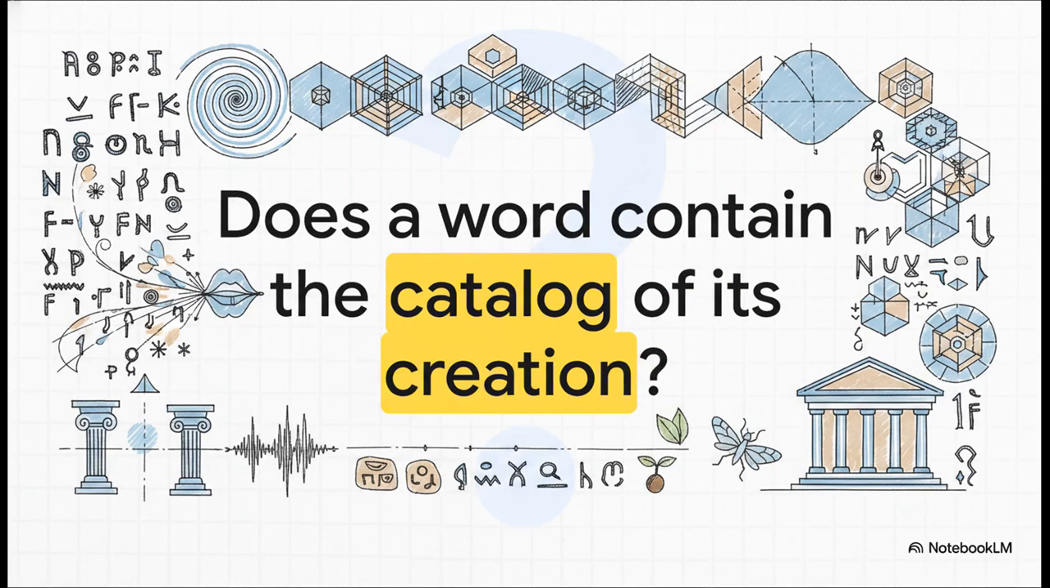As we wrap up this explainer, I want to leave you with a massive question to chew on. The next time you speak, read, or look at a piece of ancient art, does a word's name secretly contain the exact physical catalog of how it was created in the natural world? Are we unknowingly speaking the geometry of nature every single day? It completely changes how you look at the architecture of our language and the sheer brilliance of those who carved the very first symbols.